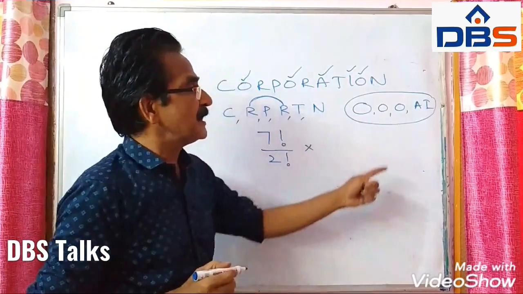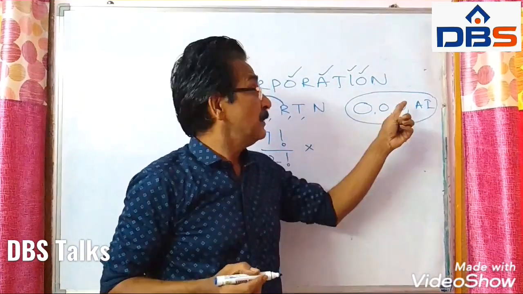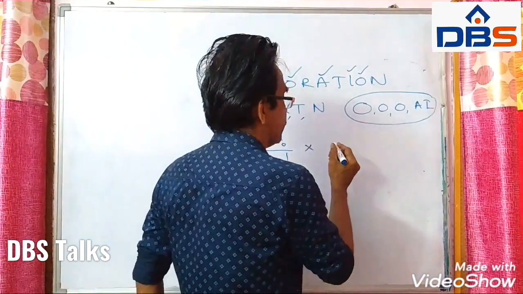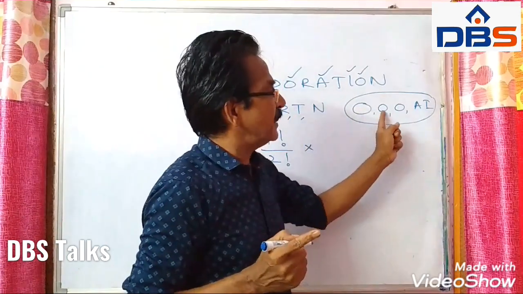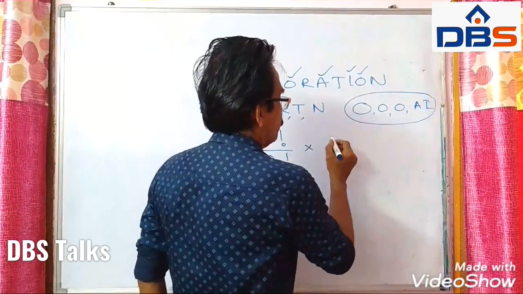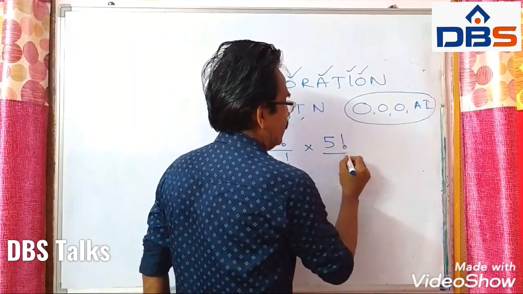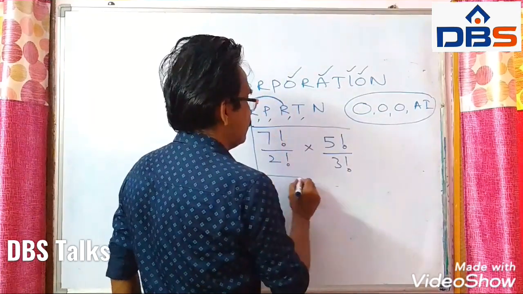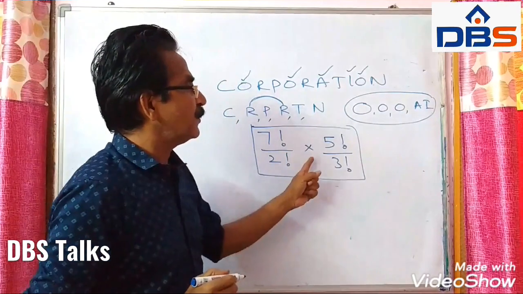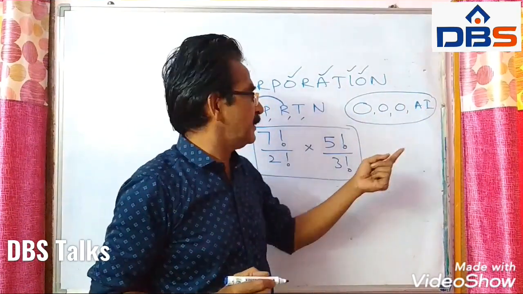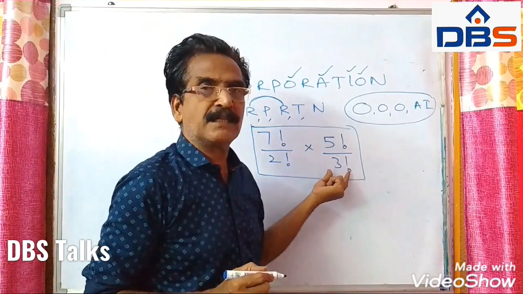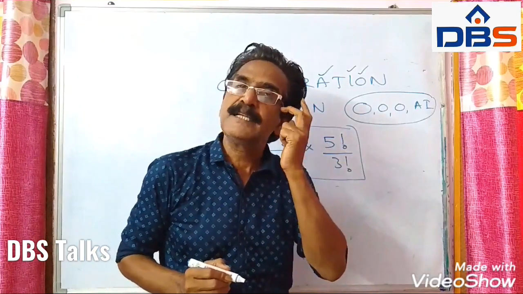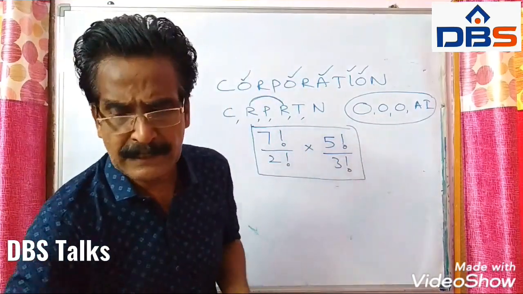Now let us permute the vowels internally. These 5 vowels can be permuted internally. Here 3 similar letters are there, 3 O's, so 5 factorial by 3 factorial. So the total is 7 factorial by 2 factorial, into 5 factorial by 3 factorial. This expression gives the final answer. Right, friends? Let us see one more problem.